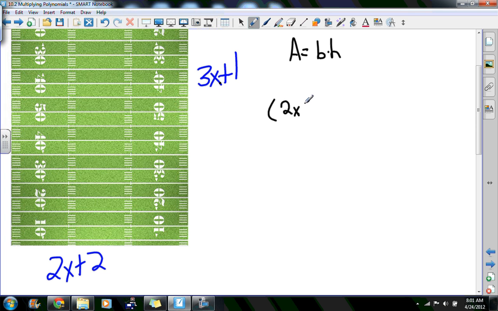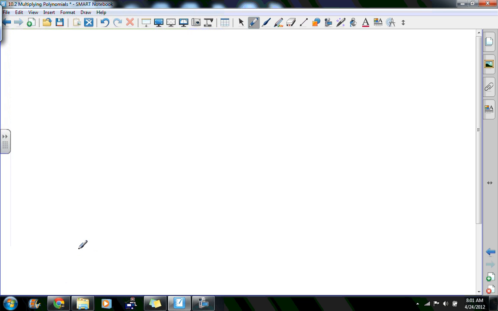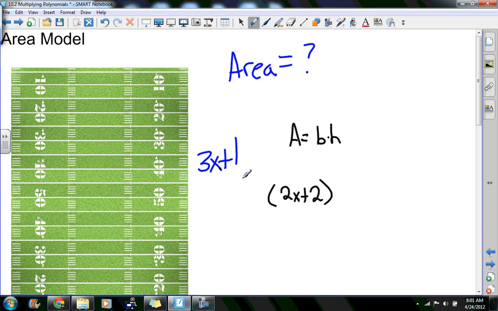So we get 2x plus 2 as our base down here. And we get our height is going to be 3x plus 1. And now we just simply multiply them together. So I want you to try that.